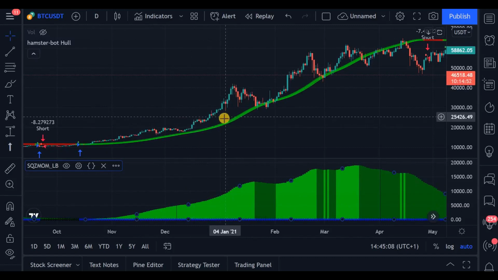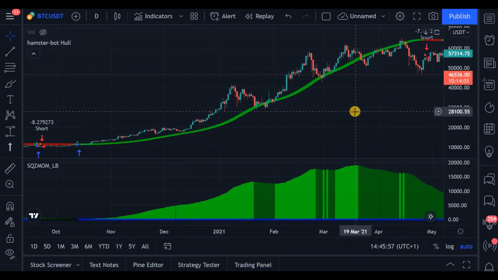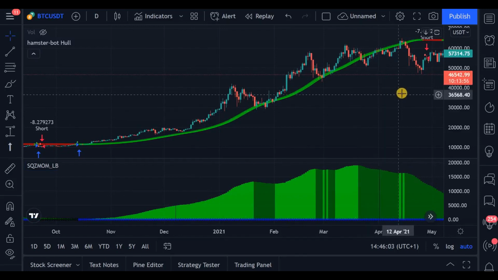This right here is a trend based indicator, and the squeeze momentum indicator is a momentum based indicator. So these are two different types of indicators that we are going to use in one strategy. Right now, I am going to show you an example of how to use these two indicators to make profitable trades. Now let's go forward in price.